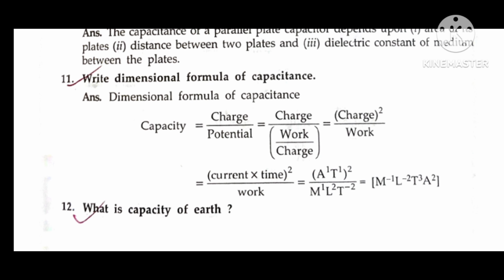Write the dimensional formula of capacitance. Capacitance is equal to charge by potential, that is charge by work by charge, then charge square divided by work. Charge is equal to current into time. Then charge square is equal to current into time whole square divided by work. Current has dimension A1, time T1, work is M1 L2 T to the minus 2, then the dimensional formula is M to the power minus 1, L to the power minus 2, T to the power 4, A to the power 2.